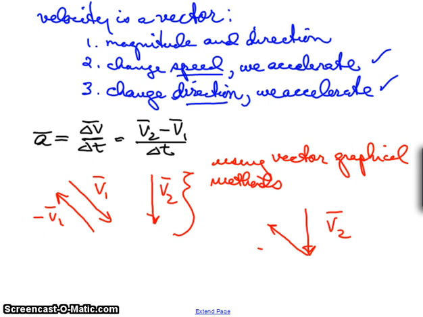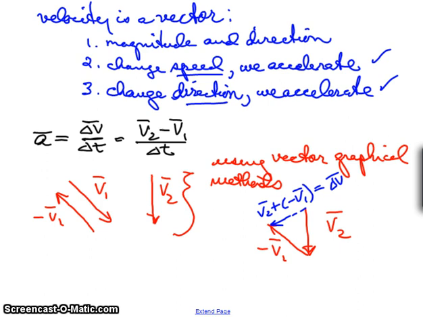Now, the vectors are the same length. Remember, they have length and direction. Since they're both 2 meters per second, the vectors are of the exact same length. What's different is their direction. And so when you do that, you then add them, and this is the sum of vector. This would be V2 plus a minus V1, or just V2 minus V1, which equals the change in V. That's how V changed.